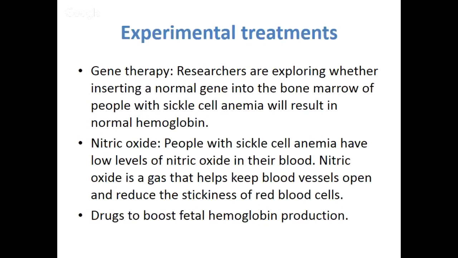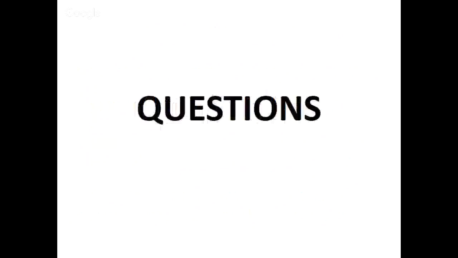Researchers are exploring whether inserting a normal gene into the bone marrow of people with sickle cell anemia results in normal hemoglobin. But these are just experimental treatments. They have not been confirmed. And in nitric oxide, people with sickle cell anemia have low levels of nitric oxide in their blood. Nitric oxide is a gas that helps keep blood vessels open and reduces thickness of the red blood cells. And there are drugs to boost fetal hemoglobin production.